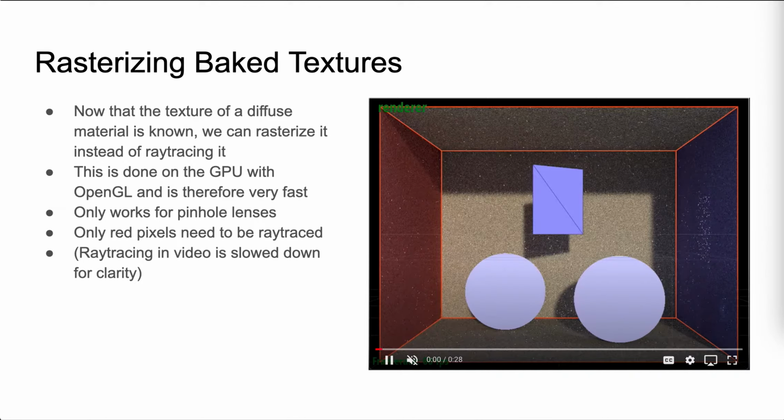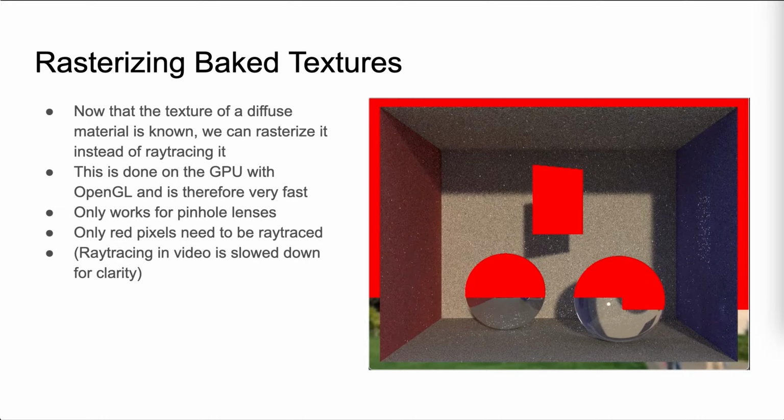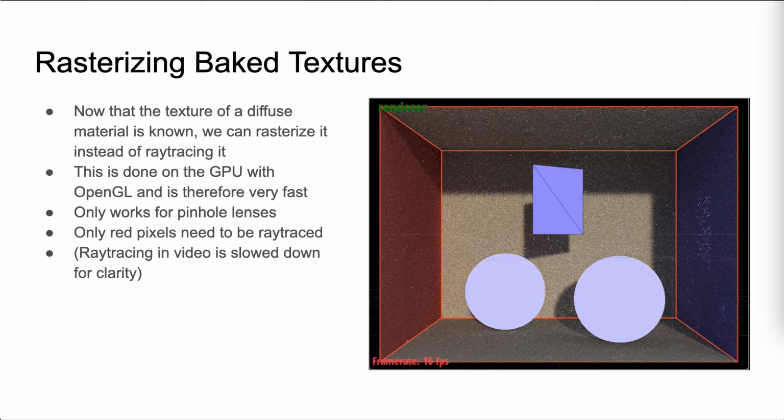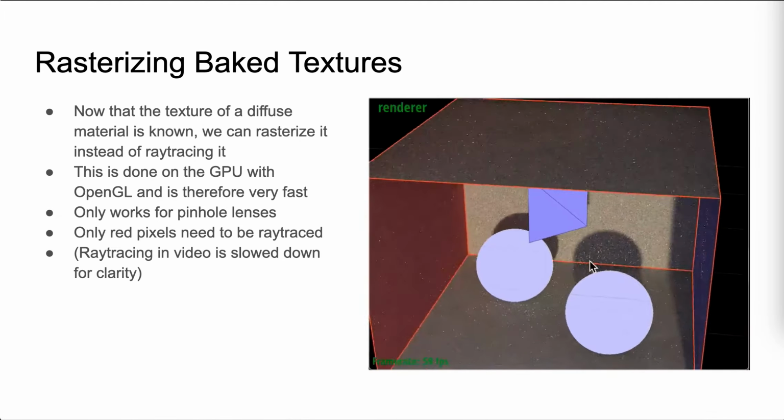Then we can optimize that a bit more by actually rasterizing those baked textures using OpenGL, so we don't even have to ray trace it. And you can see in this that only the red pixels get ray traced, which was slowed down for the video, but in reality is much faster. And we can actually see the scene in the visualize mode.